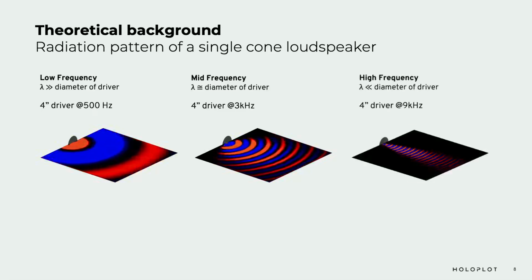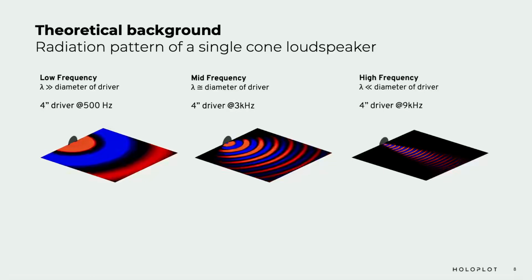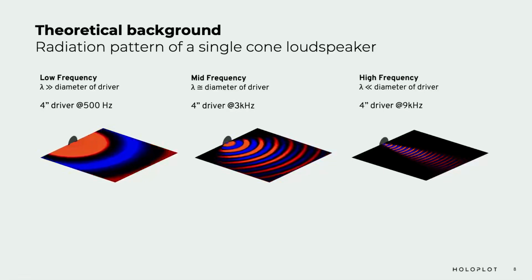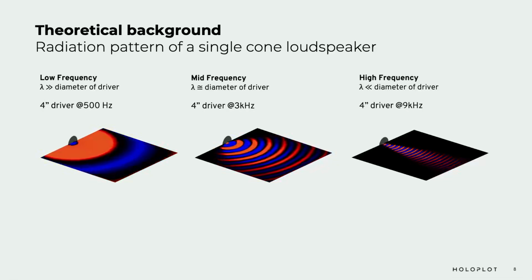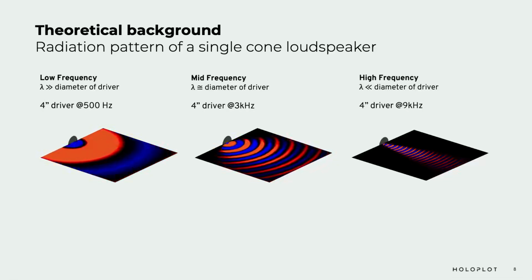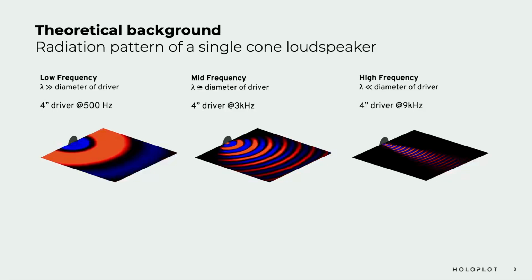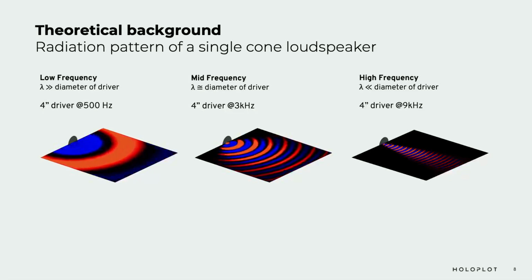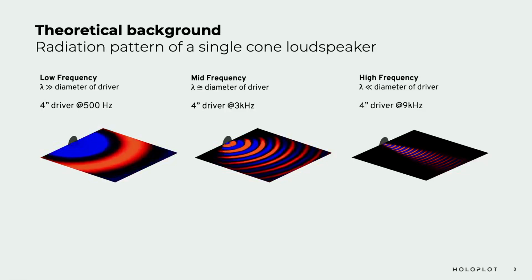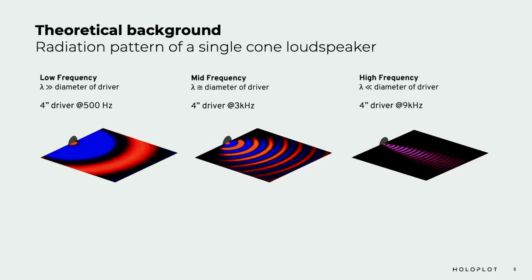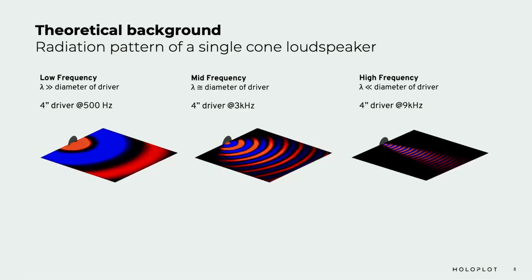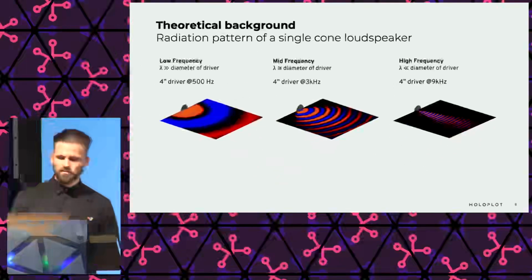At high frequencies, when the wavelength is way smaller than the loudspeaker, the radiation pattern will look as it's shown in the picture, which is that it will have a very rapid level decrease if you move away from the on-axis position of the loudspeaker.